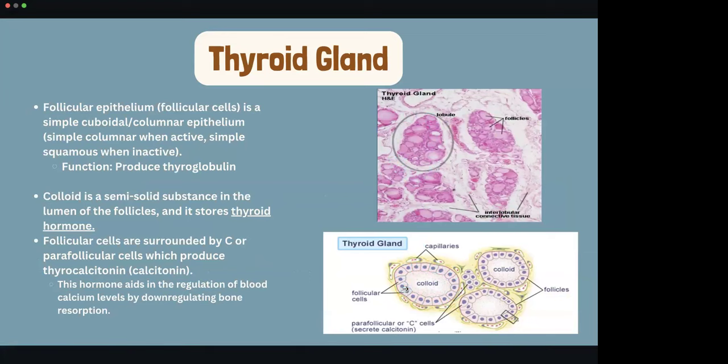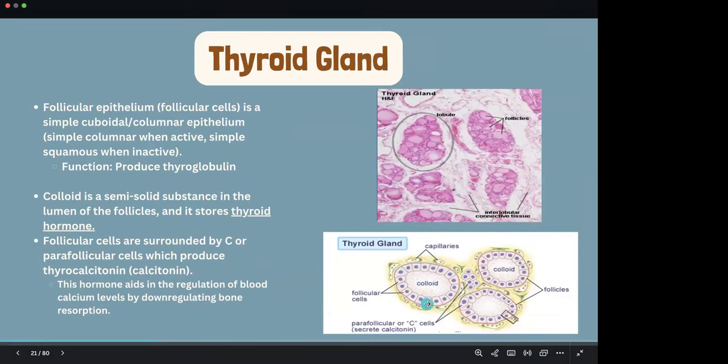It's in the follicle, it lines the follicle, so cuboidal epithelium, or columnar when active. They produce thyroglobulin, as we mentioned, and they release it into the colloid. This colloid stores the thyroid hormone, and the follicular cells are also surrounded by other types of cells here.